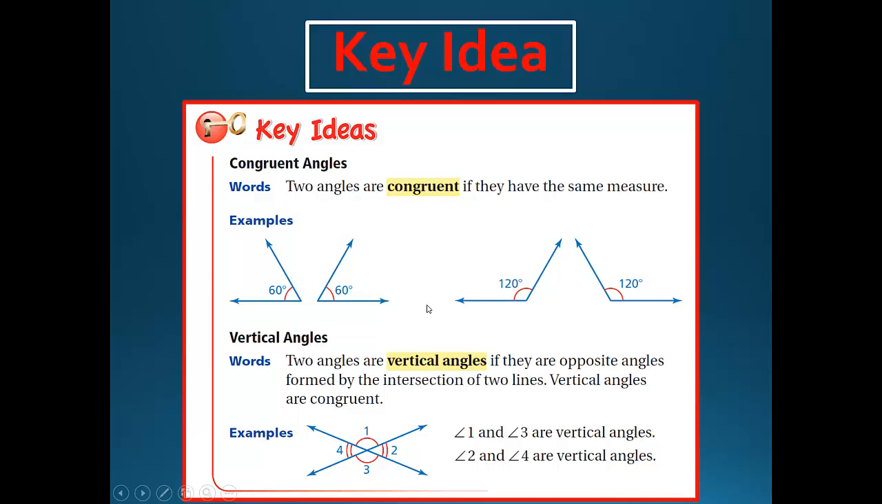Two angles are vertical angles if they are opposite angles formed by the intersection of two lines. Vertical angles are congruent. So if we look at this diagram, angles 1 and 3 are vertical angles and they are congruent. And angles 2 and 4 are vertical angles and they are congruent.